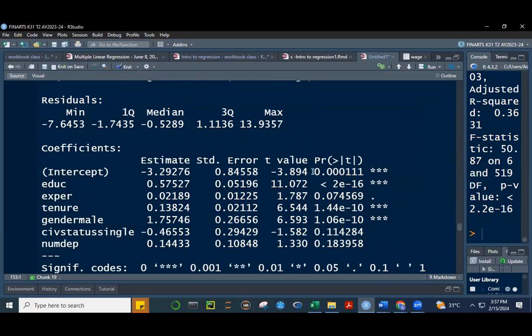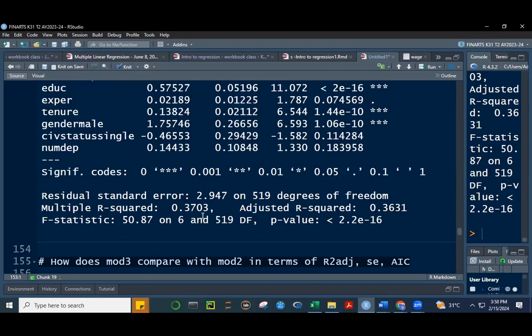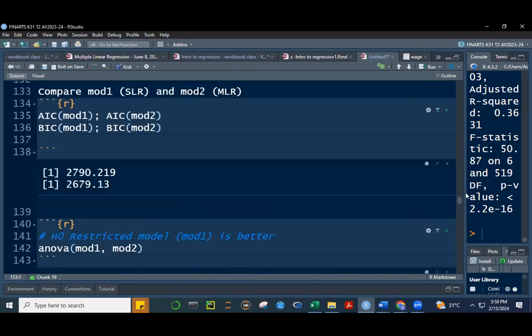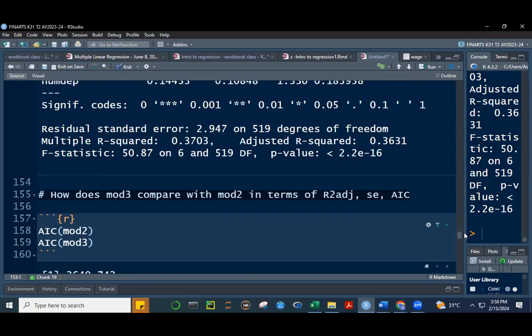Okay, so this is now our new model. Intercept, education, still significant. Experience, still at 10%. Si tenure, si gender, si civil status at saka si number of dependents, hindi pa rin sila significant. Okay? However, let's take a look at adjusted R-squared, class. It went down. Why did it go down? 37.04 kanina, ngayon naging 37.03 na lang.